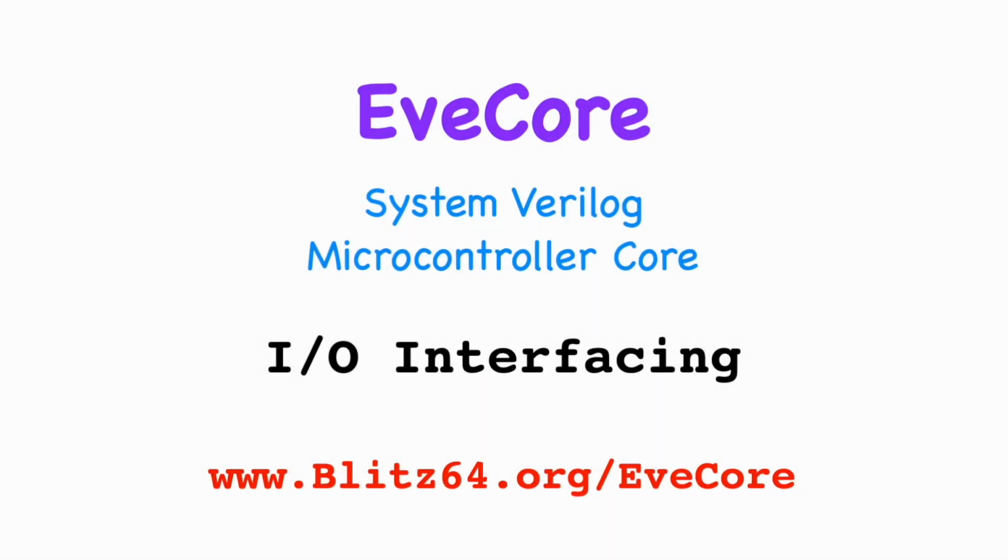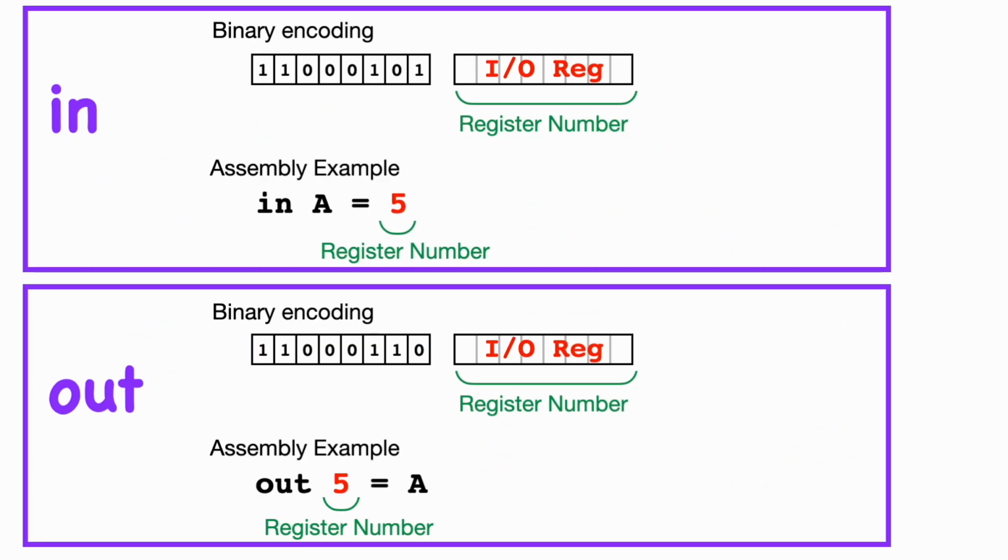This video is part of a series that describes how to implement a simple microcontroller core in System Verilog. In this video, I will talk about how the core interfaces with I/O peripheral devices. Let's begin by describing the two instructions that are used to interface with the I/O peripheral devices. That would be the in instruction and the out instruction.